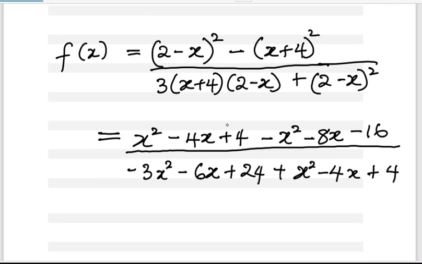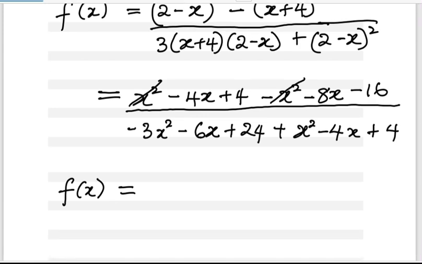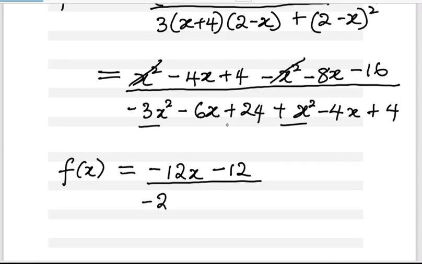So f of x is going to be, if you look at the numerator, x squared cancels x squared, and we have negative 4x, negative 8x, that will give us negative 12x. 4 minus 16 is negative 12, all over. Here we have negative 3x squared plus x squared, that will give us negative 2x squared, negative 6x, negative 4x, that is negative 10x, 24 plus 4, that is plus 28.